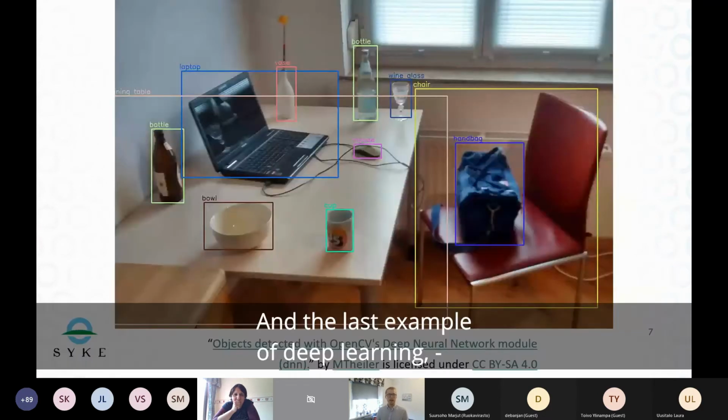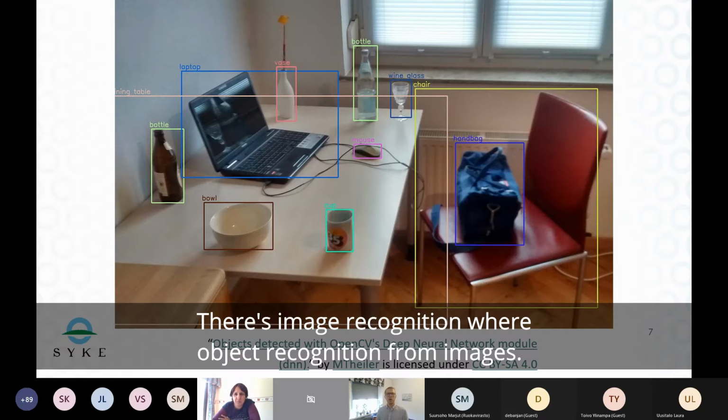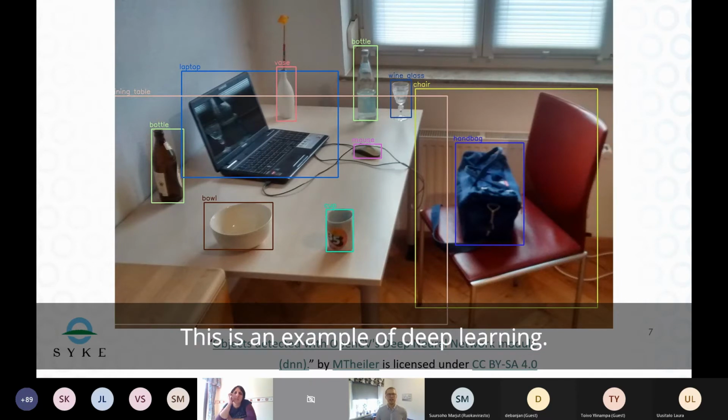And then the last example is deep learning. So this is also machine learning, but this is also deep learning. So there's image recognition, where object recognition from images, and this algorithm can detect what objects are in this image. And this is an example of deep learning.